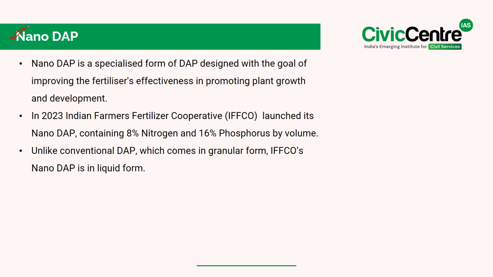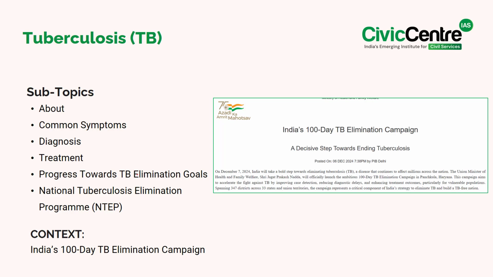See, nano DAP is a specialized form of DAP designed with the goal of improving the fertilizer's effectiveness in promoting plant growth and development. So, in 2023, the Indian Farmer Fertilizer Cooperative launched its nano DAP containing 8% nitrogen and 16% phosphorus by volume. So, unlike the conventional DAP, which comes in granular form, the IFFCO's nano DAP is in liquid form.